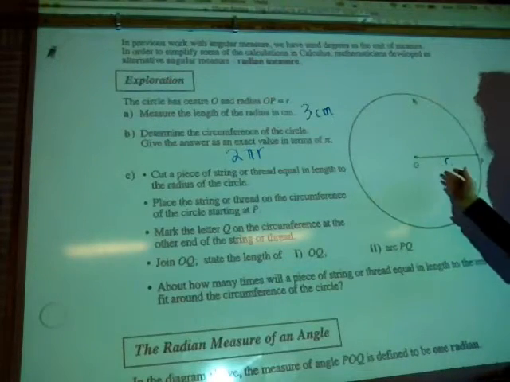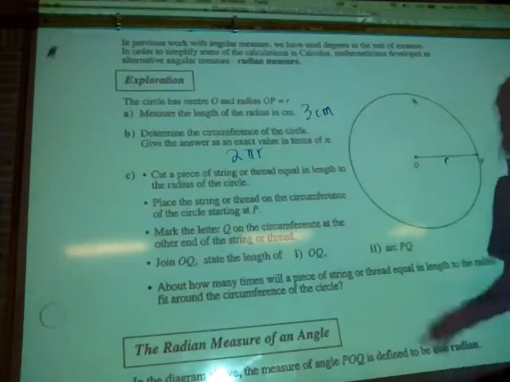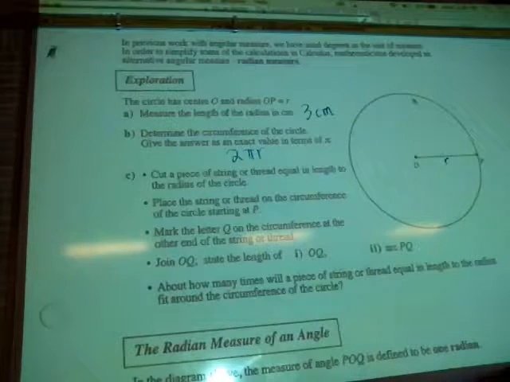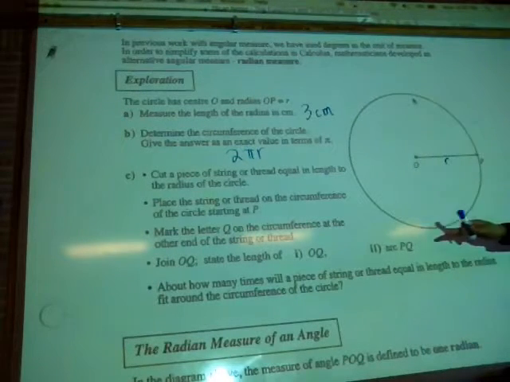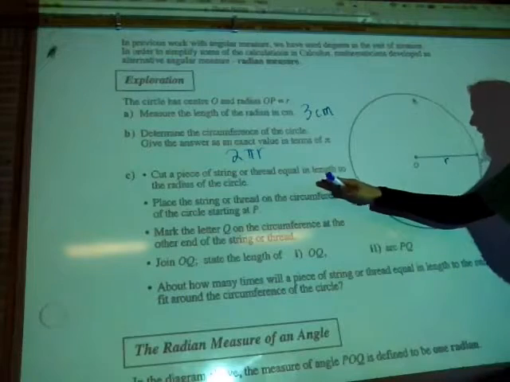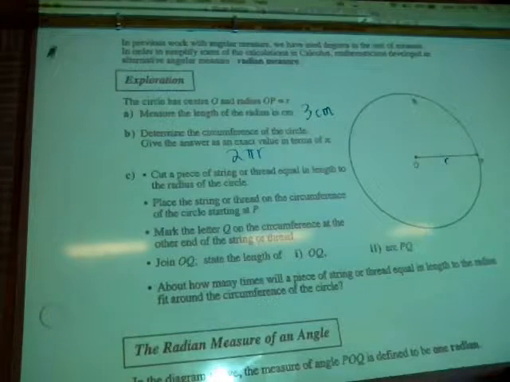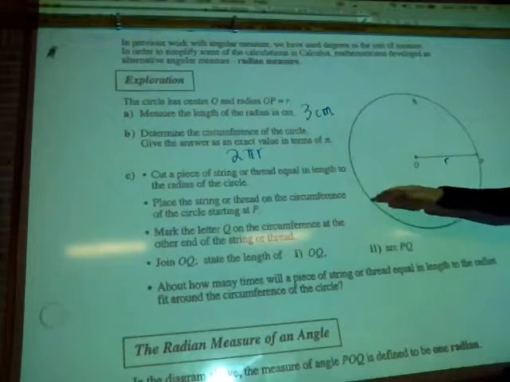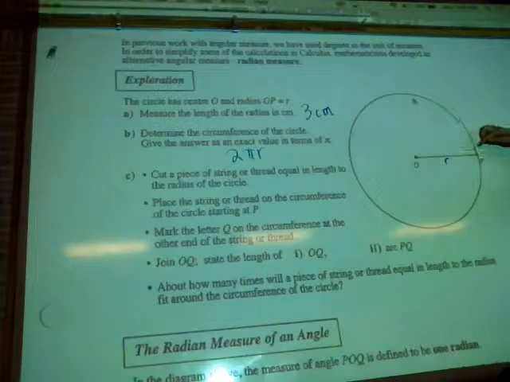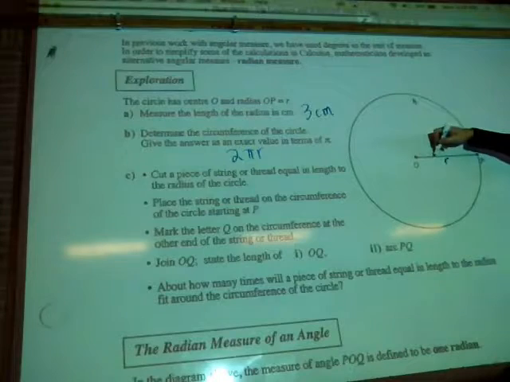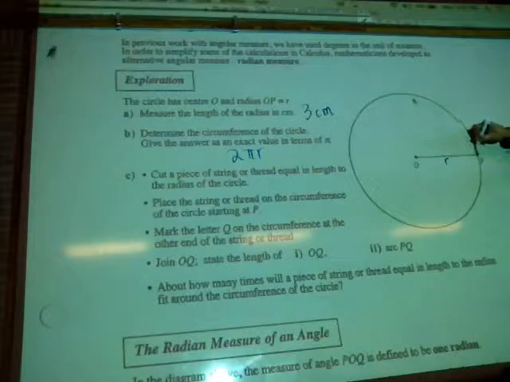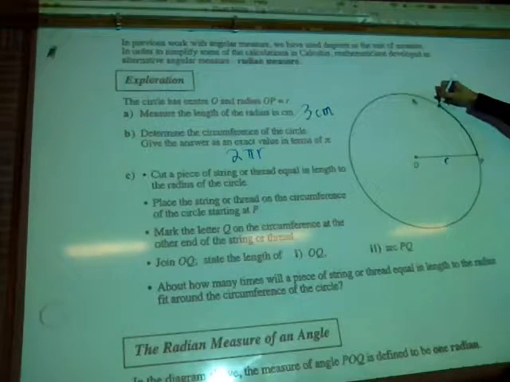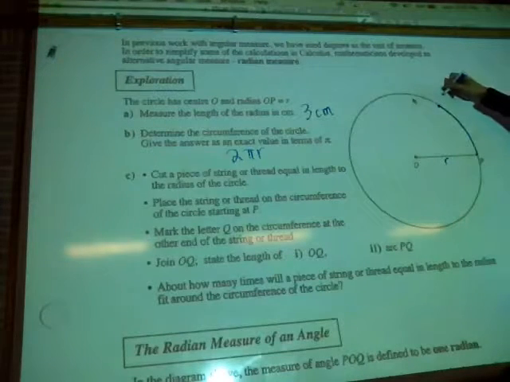Now if we know our radius, we could sub that in and actually calculate it, but we're not going to worry about that for this example. What we're going to do is cut a piece of string or thread equal in length to the radius of the circle. So we would cut it the exact same measurement as the radius. Then we place that piece of string on the outside of the circle. When we place the same length, 3 centimeters, on the outside of the circle, we go to about here, and I want you guys to mark that point as Q.